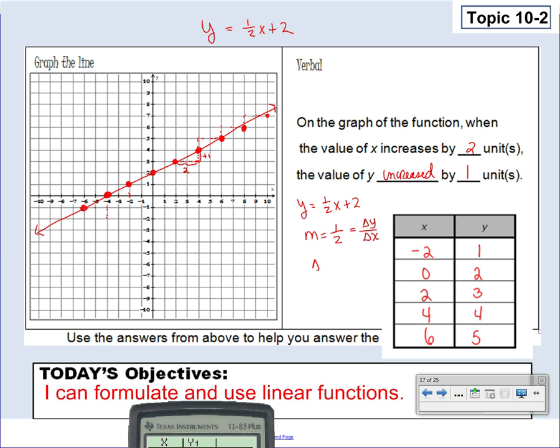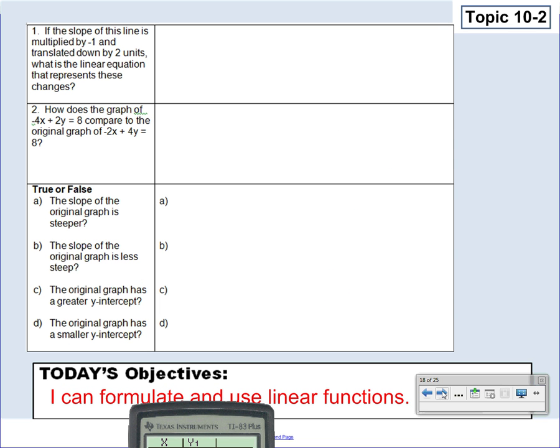So this tells me that my change in x is 2. That gives us the increase by 2. The change in y, which is the number at the top, is 1. We see because it's positive, it increased by 1. Now let's use this information in order to answer the questions that follow.